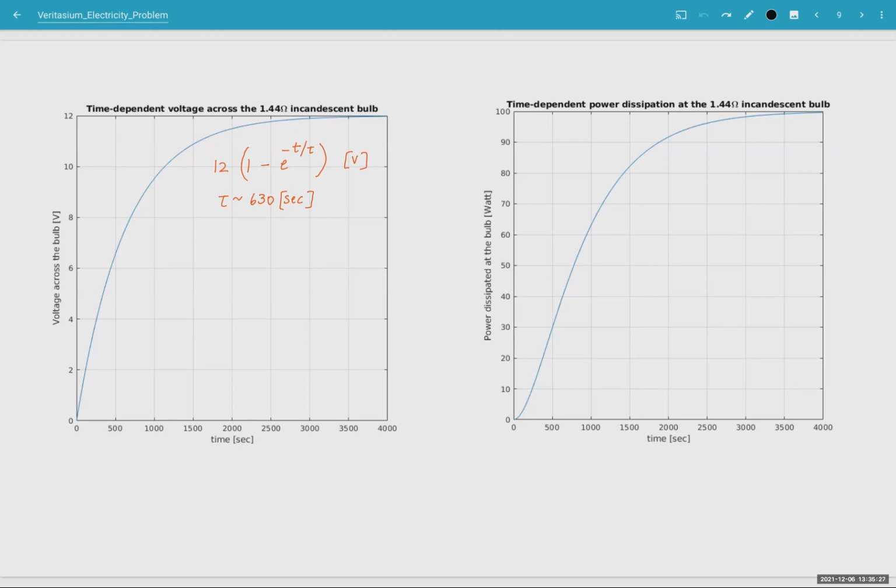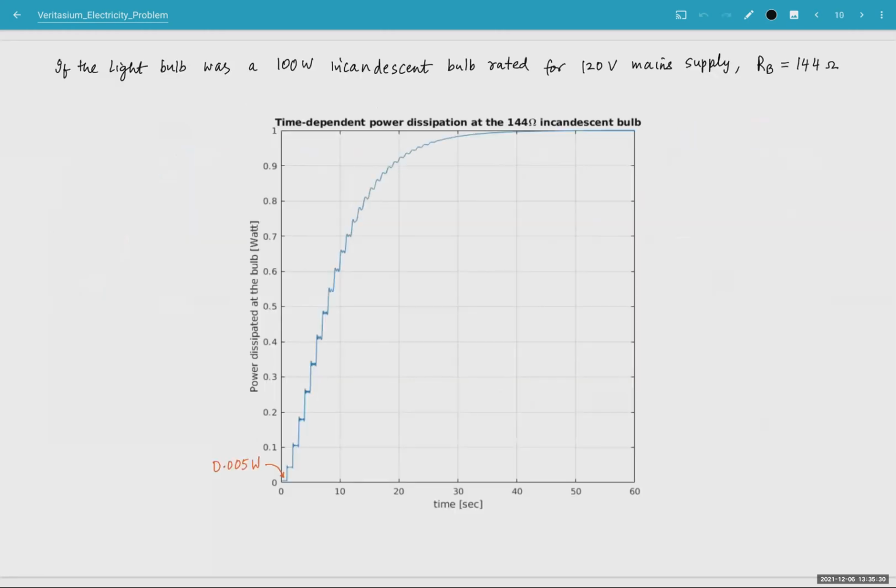Let's pick another light bulb. Let's say the light bulb you chose was one from the store, which is a 100 watt incandescent bulb rated for our 120 volt mains supply. That bulb will have a resistance of about 144 ohms, not 1.44, because if you calculate the power dissipation for a 120 volt supply and 144 ohms, this is about 100 watts. So let's put that resistor in there.